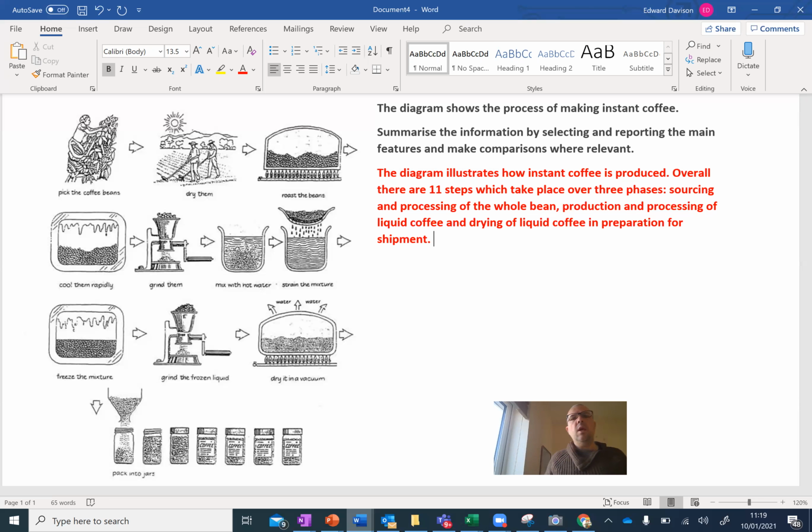I've done 2 things. I've paraphrased the question, and I have given an overview by saying how many steps there are and what phases those steps are divided into. So I'm going to go into my first main body paragraph. This is going to be slightly longer than the second, because I'm going to talk about the first 2 phases of production, right up to the point where they grind the frozen liquid.